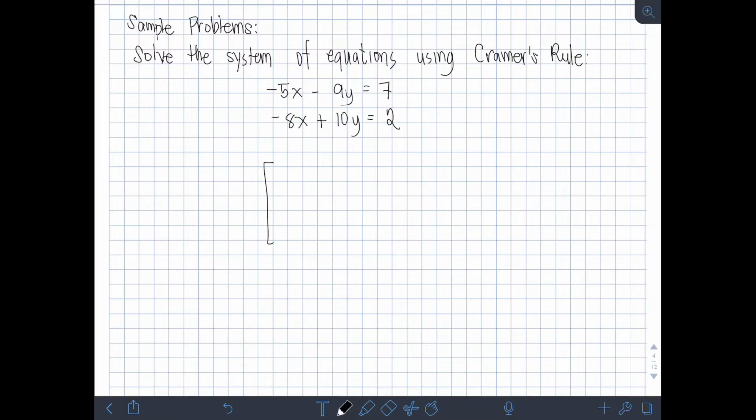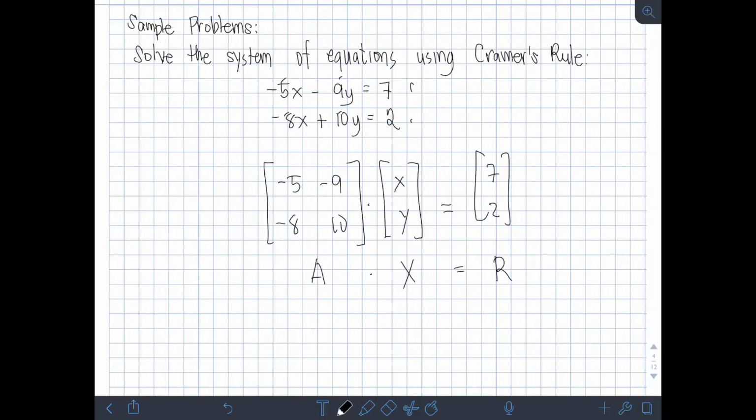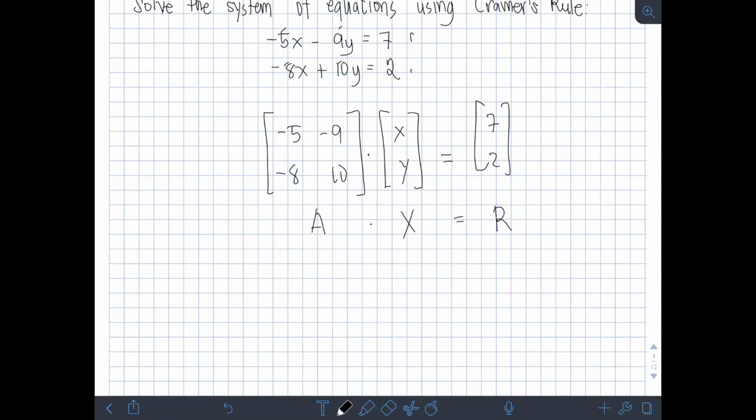So, we have the matrix A as the numerical coefficients nung x at y, which is itong negative 5, negative 9, negative 8 at 10. So, negative 5, negative 9, negative 8 at 10. So, matrix A. Multiplied by the variable matrix which is denoted by x. So, ano yon? X at y equals sa constant matrix R, which are 7 and 2. So, dun muna tayo sa x.